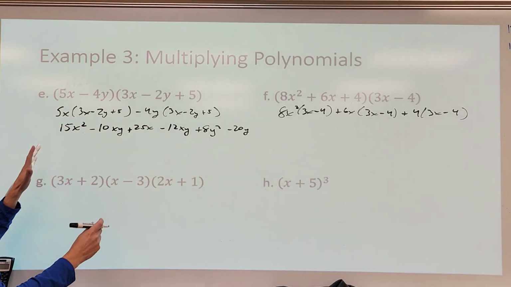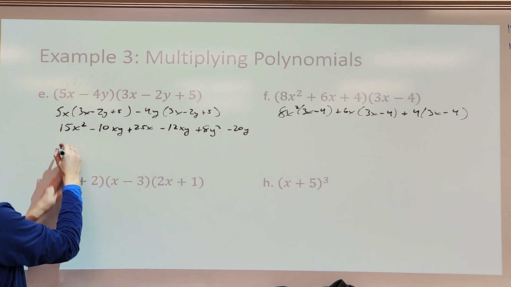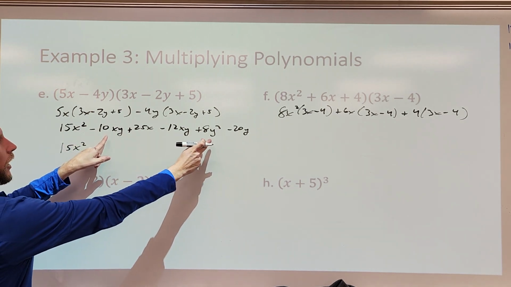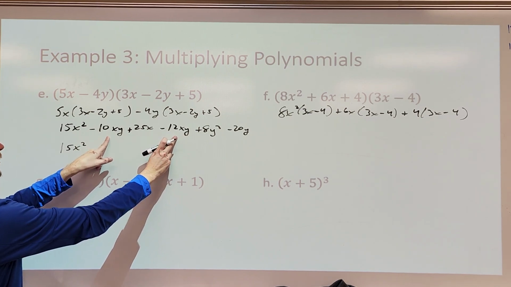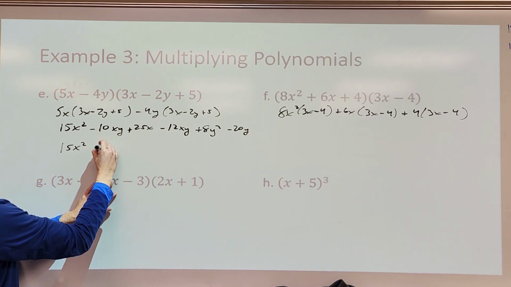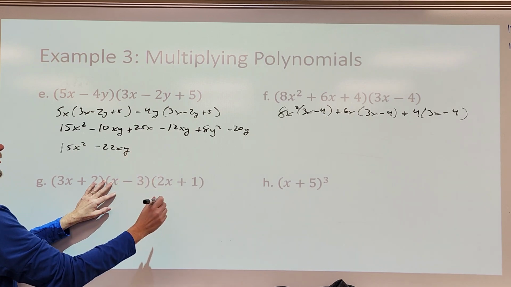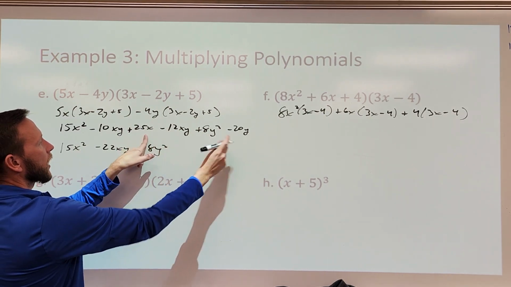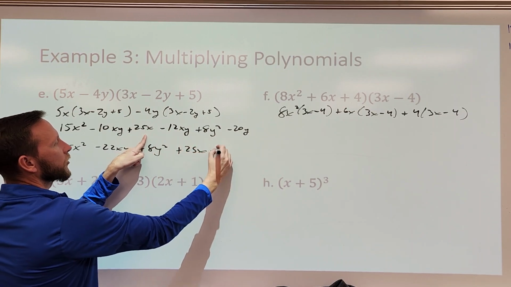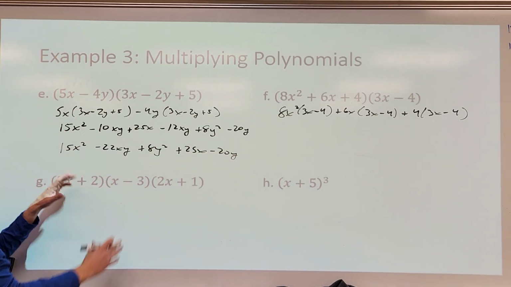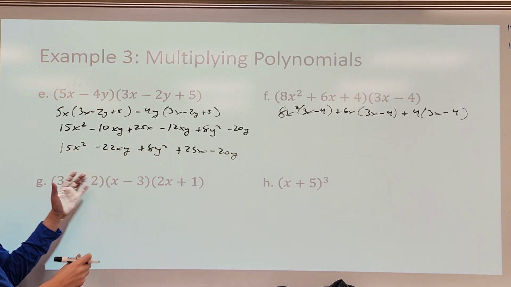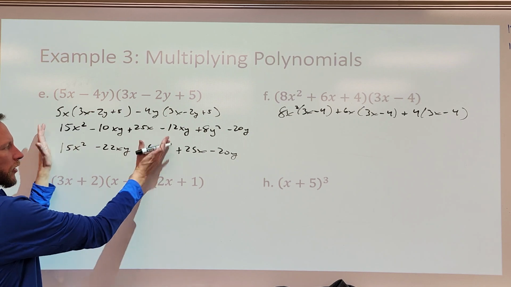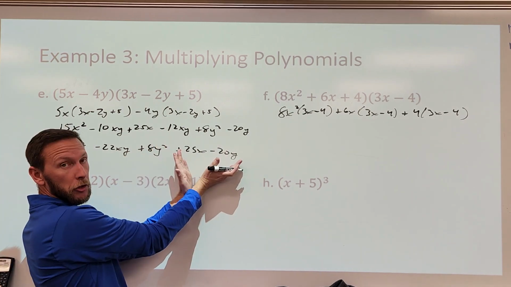Let's go ahead and see what like terms we've got. I've got x squareds over here. I've got xy's that I can combine. So I've got negative 22 xy's. I've got 8y squareds. And then I've got 25 x's and negative 20 y's. So it's maybe written in kind of a funny order. Here's the deal though, degree 2, degree 2, degree 2. These are all degree 2's, these are all degree 1's.